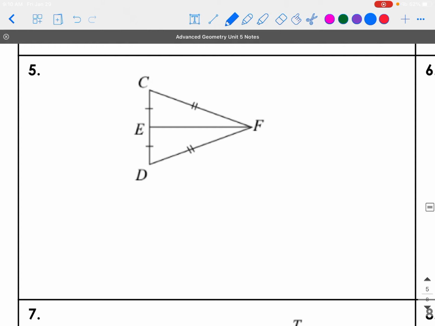All right. Number 5, anytime they share a side, we can just mark that one. And so that gives us enough to say SSS. Those are ugly S's. So triangle FCE is congruent to triangle FDE.